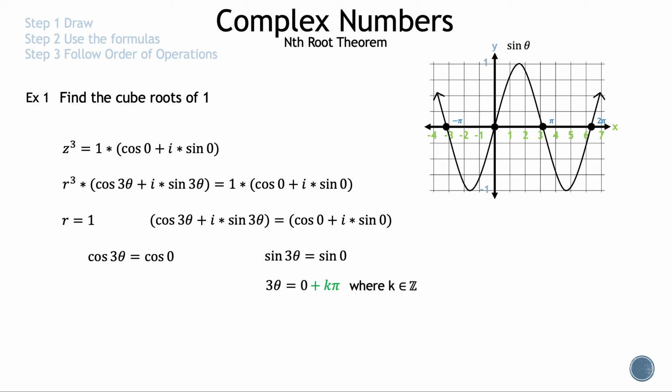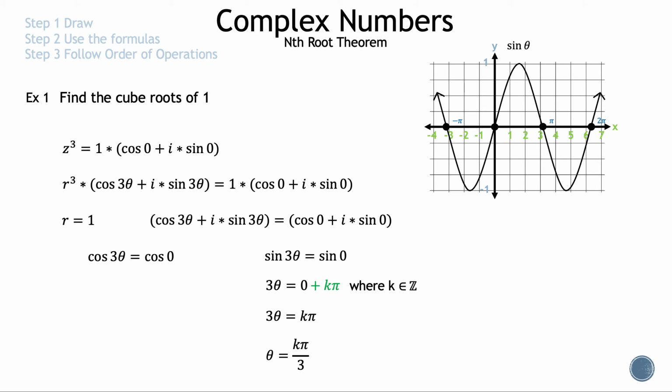To denote that, we write plus k pi, where k is an element of the set of integers. Let's drop the 0, so we have 3 theta is equal to k pi. Let's divide both sides by 3, so theta is equal to k pi over 3.